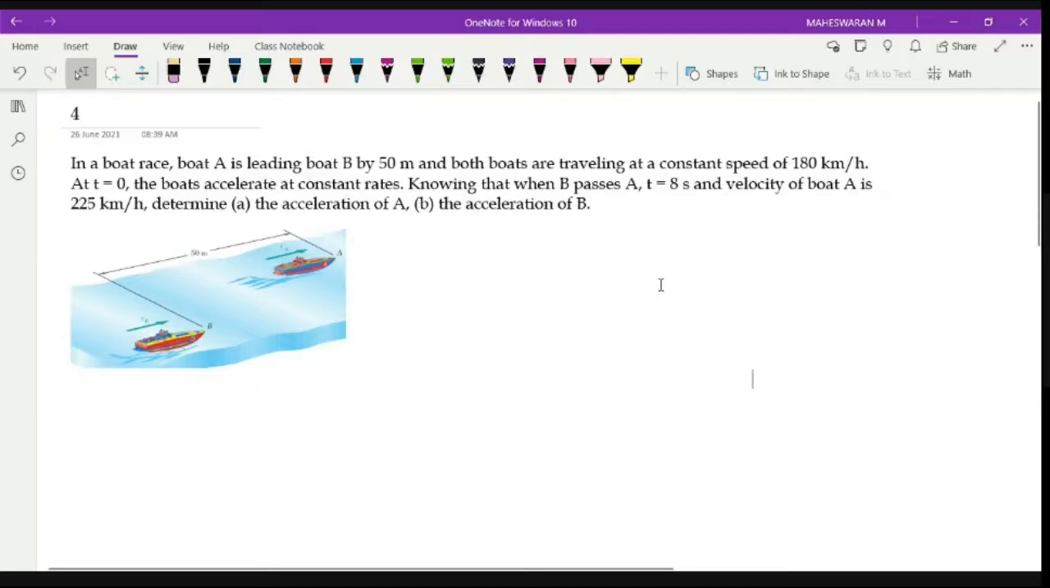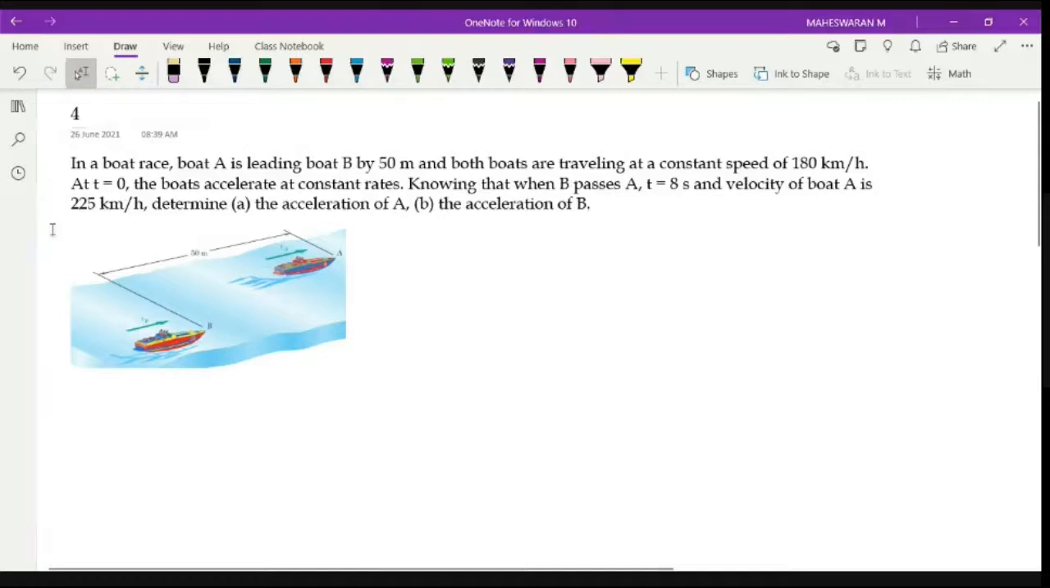In the beginning, the speed is constant at t equal to 0. When t is equal to 0, the boats accelerate at constant rates. Both boats are accelerating at a constant rate. Knowing that B passes A at t equal to 8 seconds, if this boat is covering this 50 meters, it takes around 8 seconds.